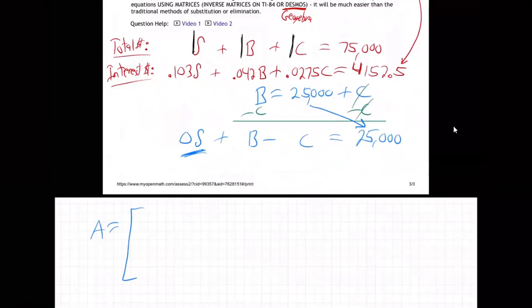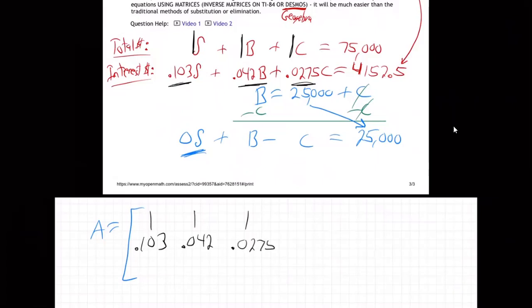1, 1, 1, 0.103, 0.042, 0.0275. And on the bottom, 0. That's why I put that 0 in. 1, and what's this? -1, isn't it? Watch out, that is a -1.